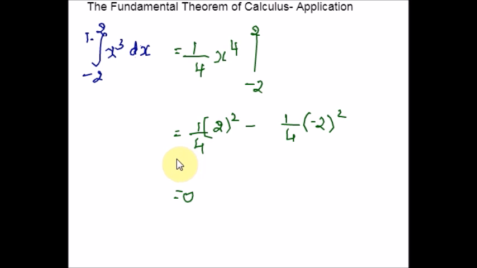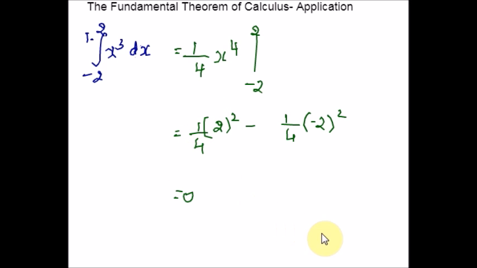For the first one, negative 2 to 2. So let me rewrite that in the notation. Instead of F of b minus F of a, I'm going to write the notation form. So the antiderivative, then apply this limit, minus sign in between, and apply this limit, which turns into 0. Hope you're clear with this one.